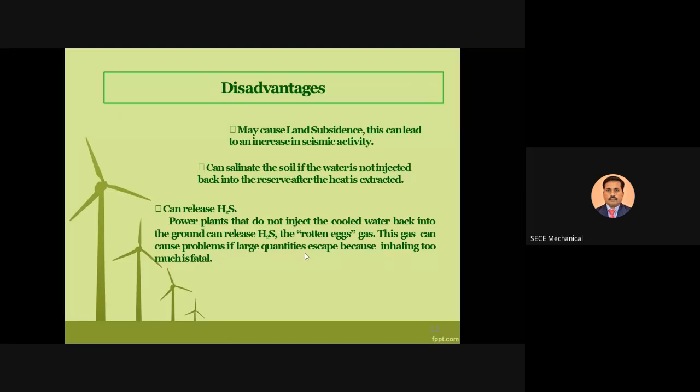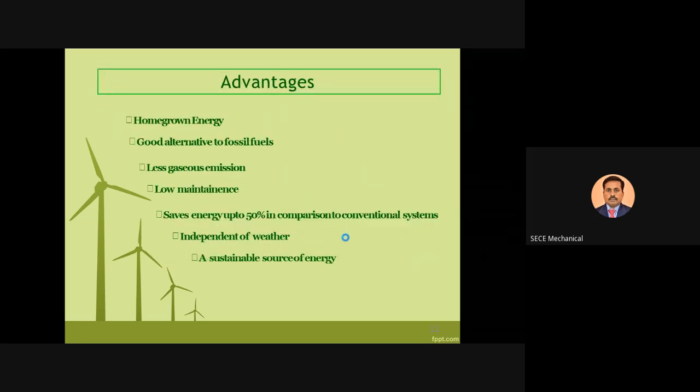If a person working in the plant inhales it, that will cause severe damage to the person. So health effects may happen. Okay, so these are some of the disadvantages.